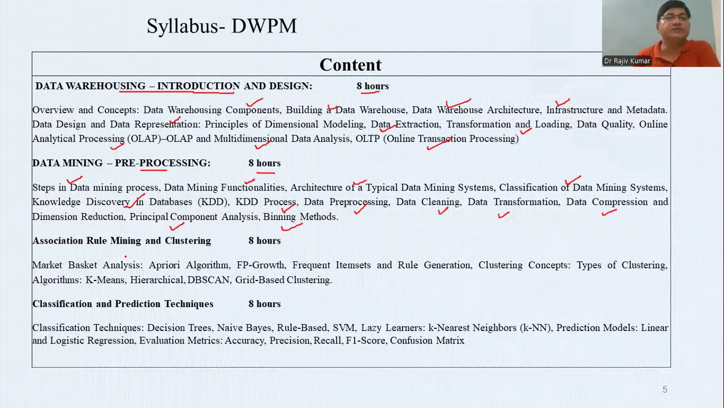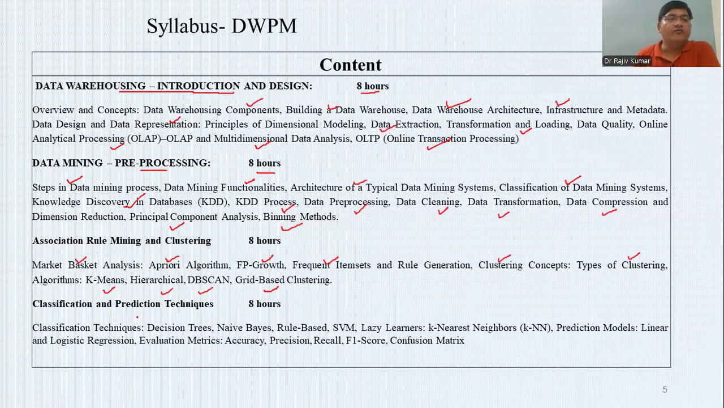Third part is association rule mining and clustering. In this, I will discuss market basket analysis, Apriori algorithm, FP growth, frequent item sets and rule generation, clustering concepts, types of clustering algorithms, k-means, hierarchical clustering, DBSCAN, grid-based clustering.